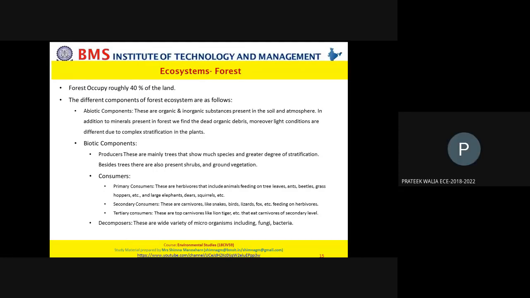Then what is the role of a decomposer? Breaking down the dead animals, dead plants, and then they again become abiotic components. They form minerals in the soil, right? Good. And even into the air also. Good.